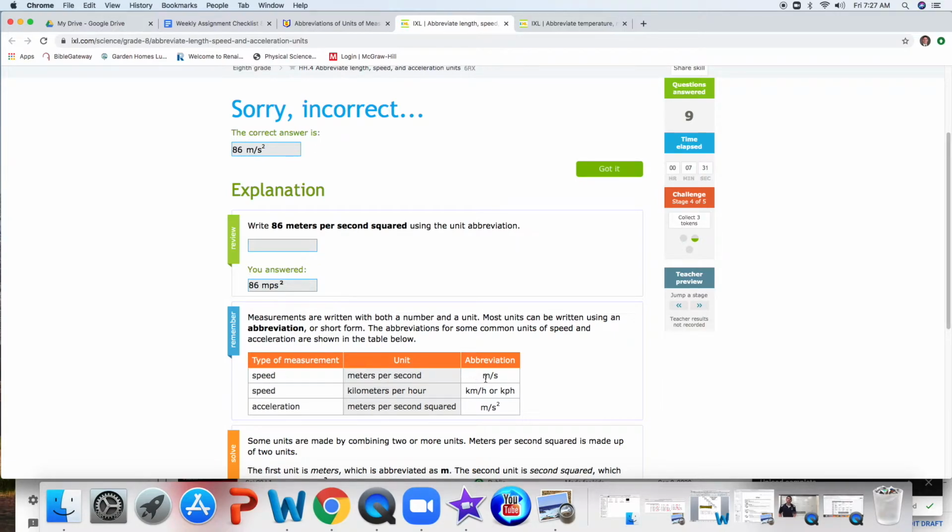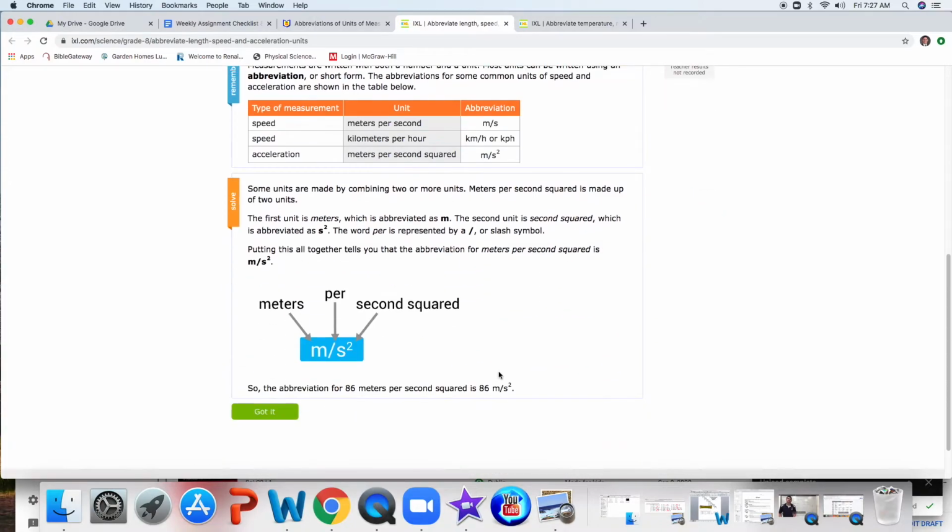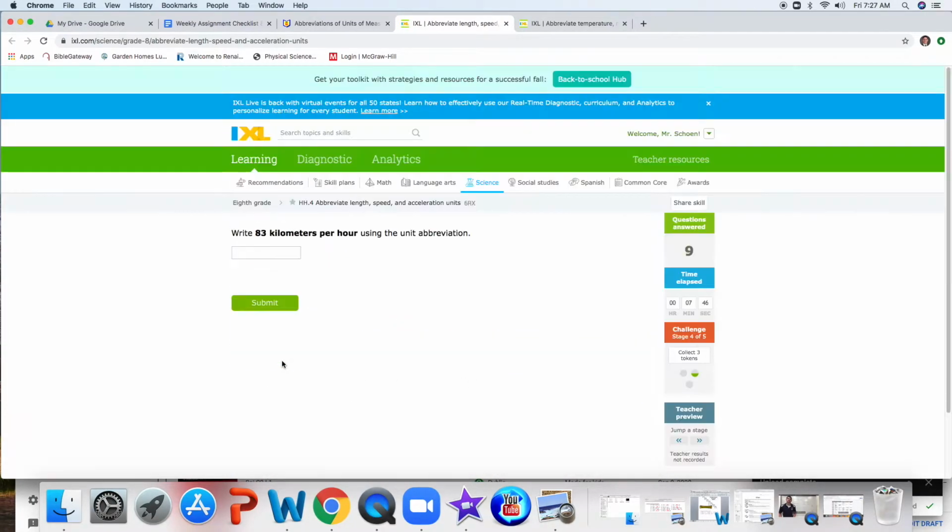Here's our measurements for speed. Meters per second is meters per second, kilometers per hour, km per h or kph. So we had that one correct. And acceleration, meters per second squared, is meters divided by second squared. Hopefully that helps with future problems. Learn from our mistake. Keep going.